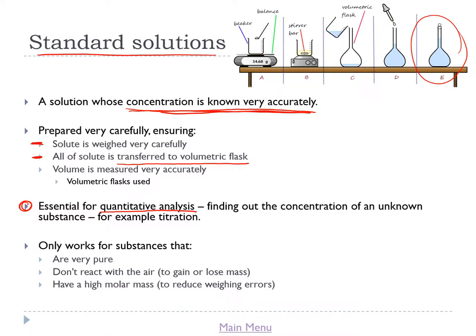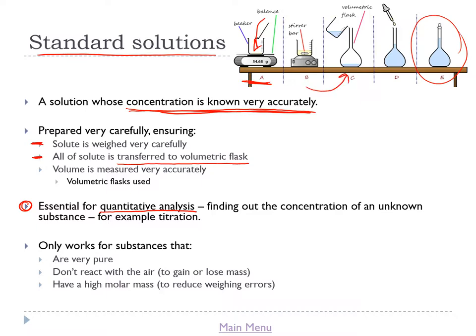And you would do that something like this. So you want to try and minimize opportunities to lose any of your solid that you're weighing out. So you'd have your beaker on the balance, and you'd set it to zero. Then you'd add the solute directly into the beaker. Then once you've weighed it out and recorded the mass, you'll add some liquid and stir it until it dissolves, and then you'd pour it into your volumetric flask.